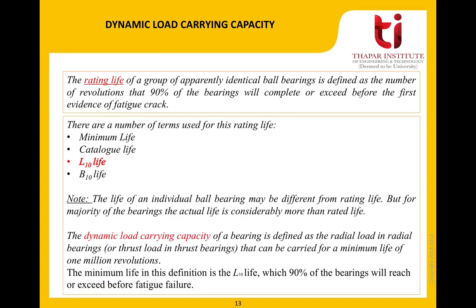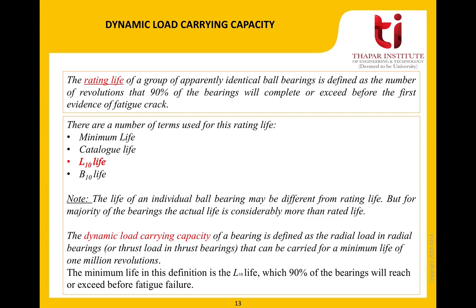Now there are a number of terms used for this rating life. It is called minimum life, catalog life, L10 life, B10 life. And in the next slides as well, we will use the term L10 life. Now note that the life of an individual ball bearing may be different from the rating life, but for the majority of the bearings, the actual life is considerably more than the rated life.